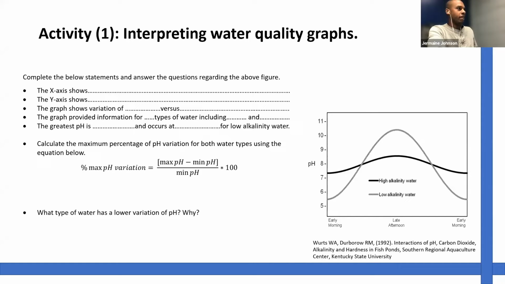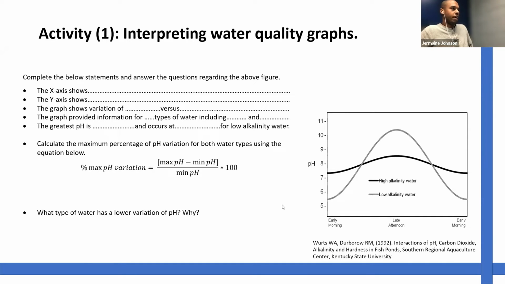In terms of my graph, it was comparing water that had high alkalinity and low alkalinity. The black line is based on the water sample with high alkalinity, and you'll notice that the pH doesn't reach above, say, 8. The graph runs from early in the morning to the peak in the late afternoon, and then back to early in the morning.